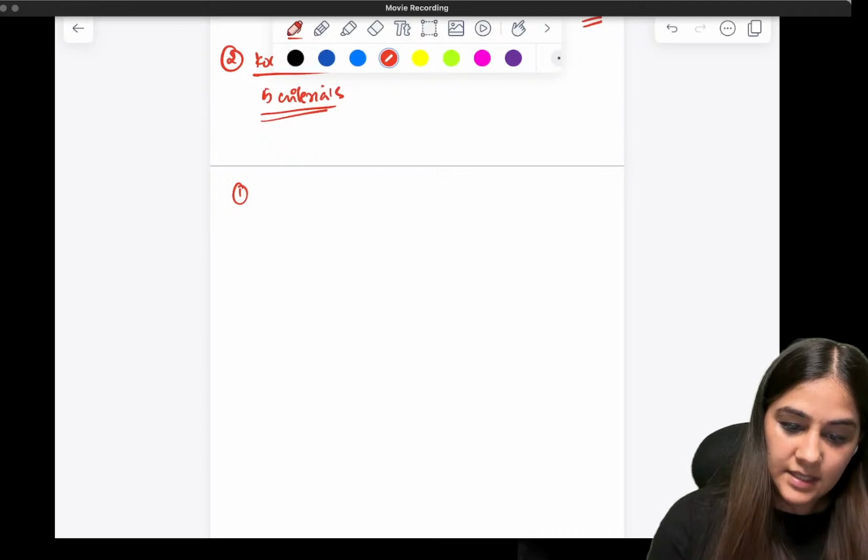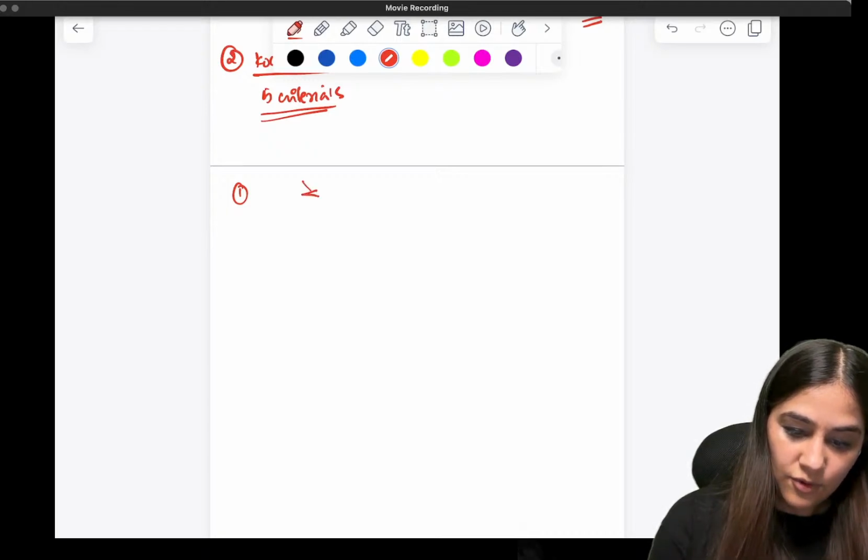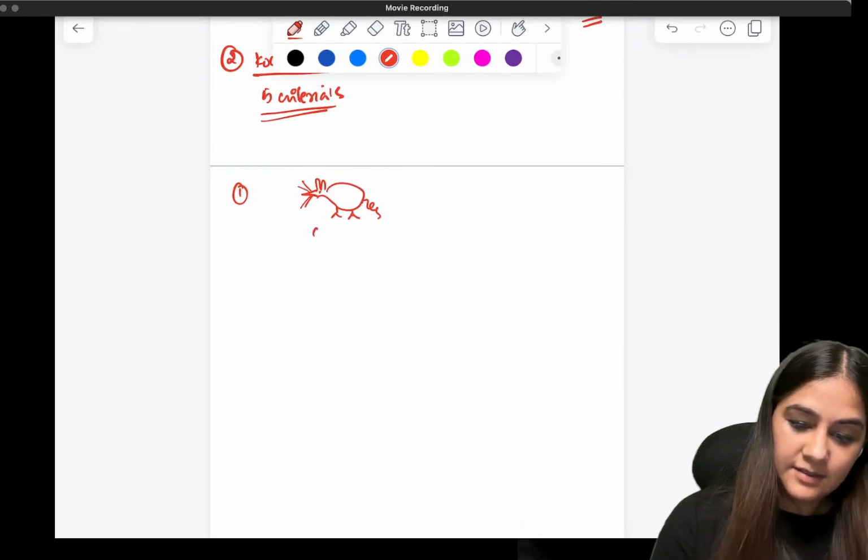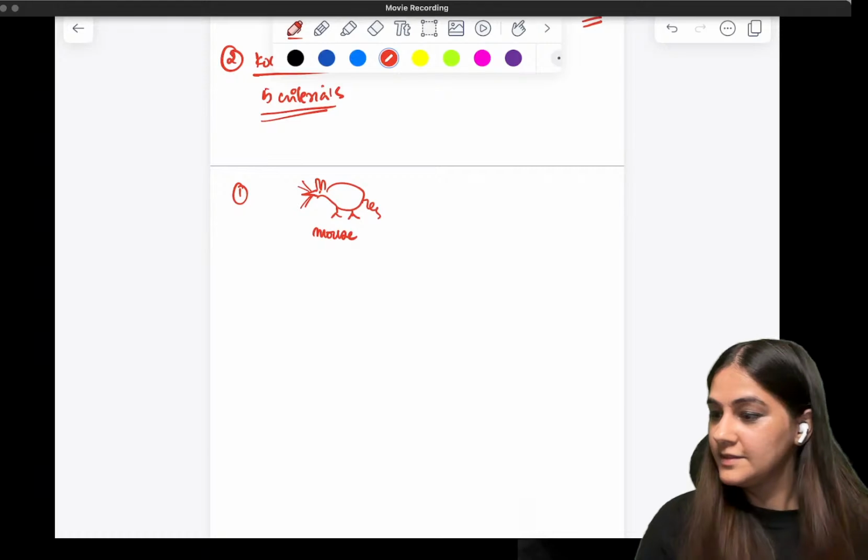So let's see. I'm trying to draw a mouse, right? Can you see? It's a mouse, right? So let's see. It's a mouse.